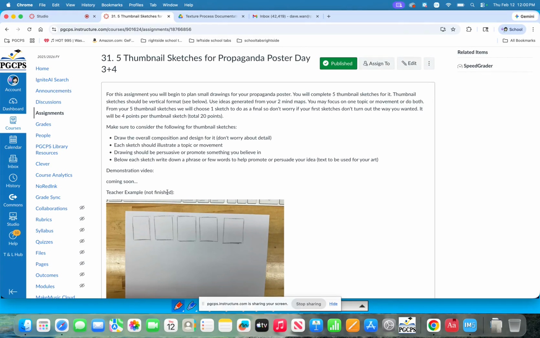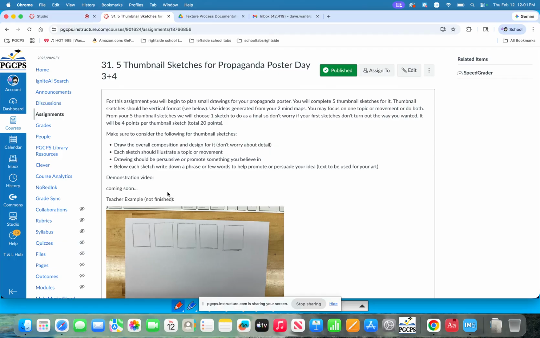When you do your drawings, you can focus on one topic or one movement, or if you want, you can do both topics and movements, it's up to you. I'm just going to focus on one for my 5 drawings, but you can do either. It'll be 4 points per thumbnail sketch, so a total of 20 points.